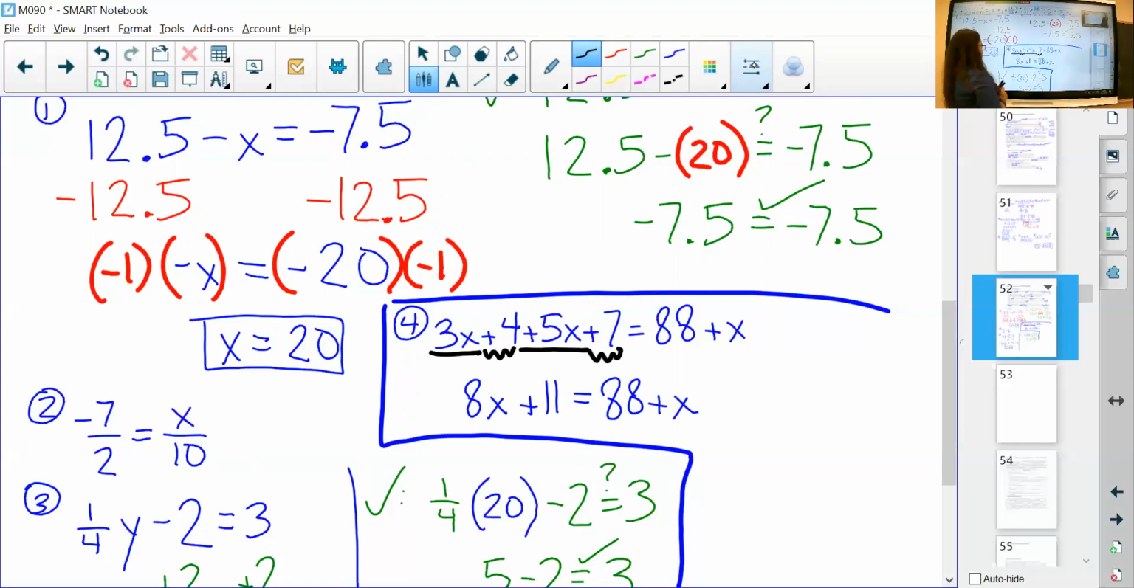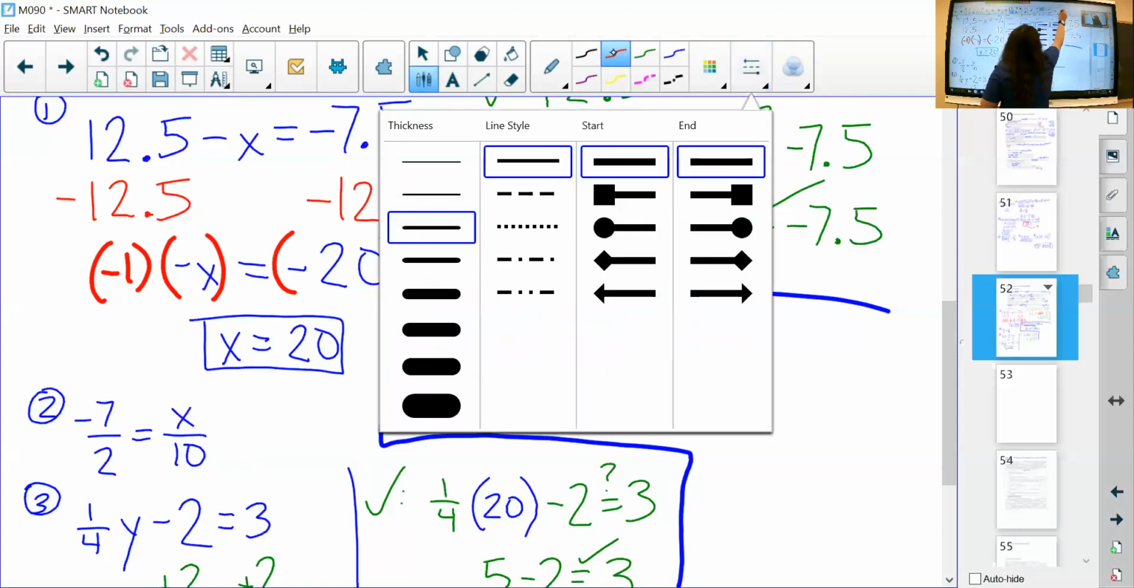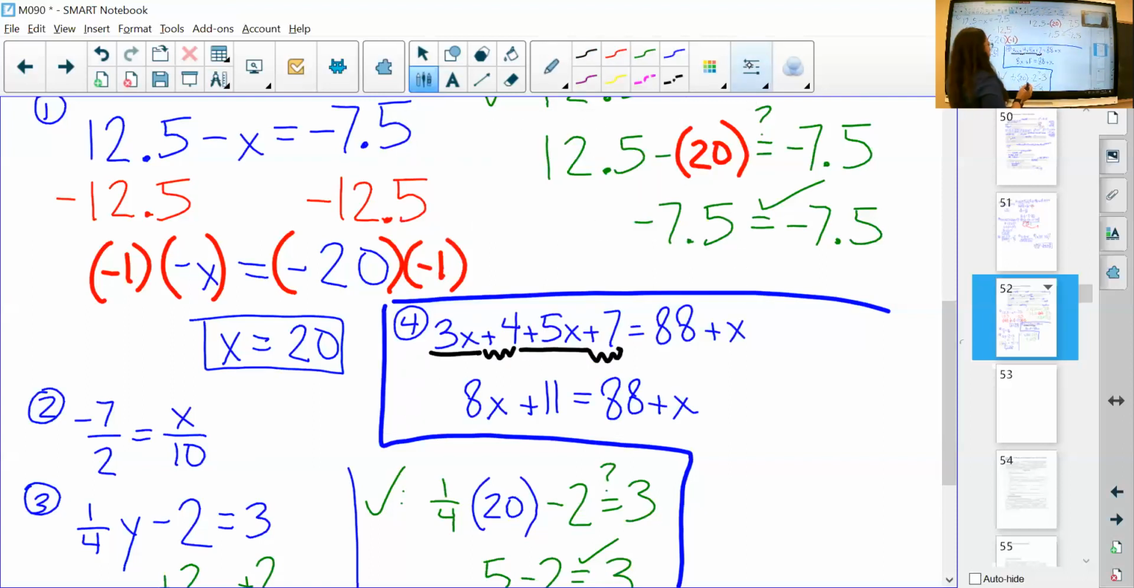Let's do that a different way, though. What if I took 3x plus 4 plus 5x plus 7 equals 88 plus x and said, I think I'm going to get rid of that plus x over there. That's kind of bothering me. Move all my x's to the left. You can do that. Subtract x.